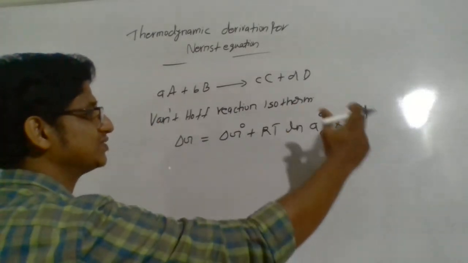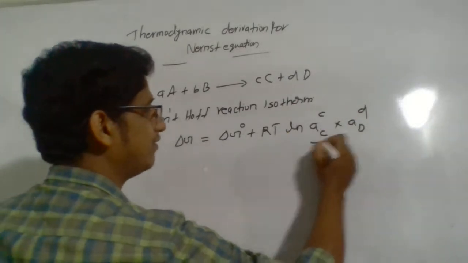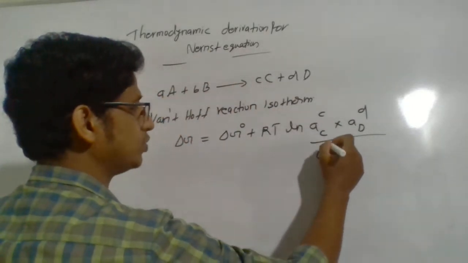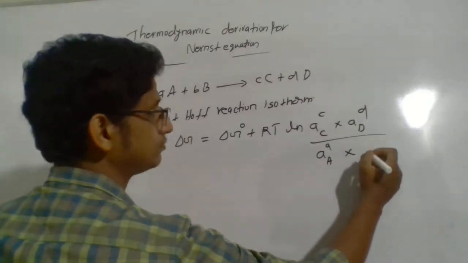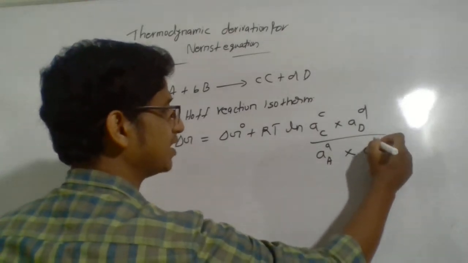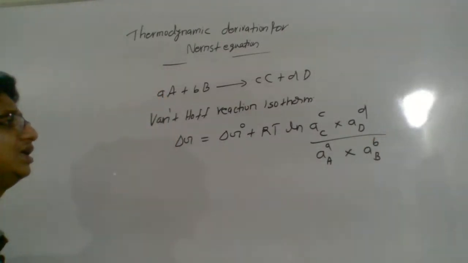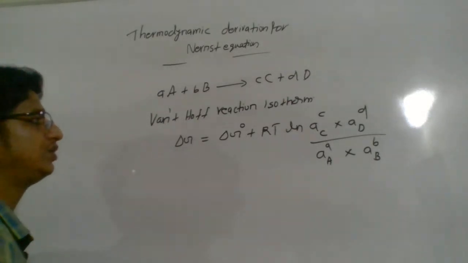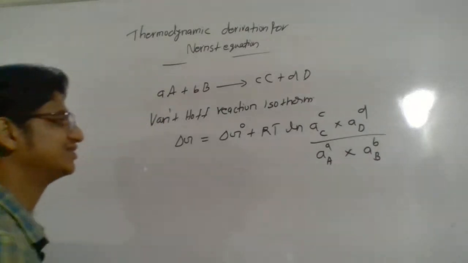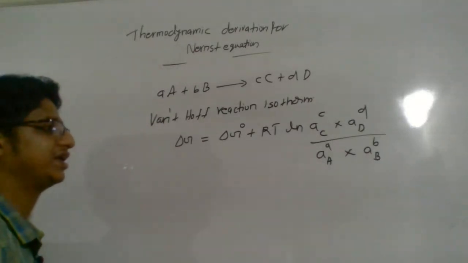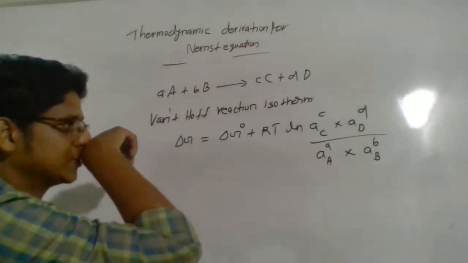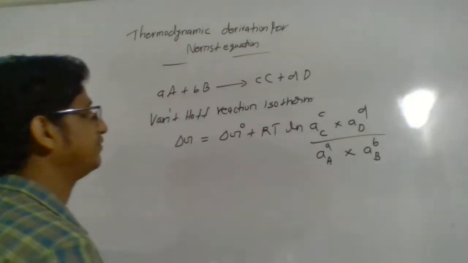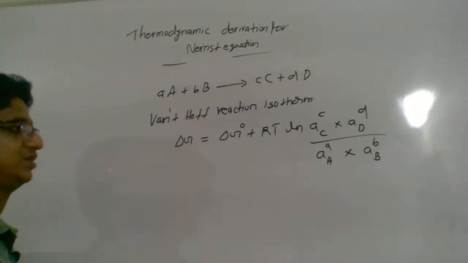So a_C raised to c into a_D raised to d, divided by a_A raised to a into a_B raised to b. This is the way you can represent the Gibbs free energy equation for a reversible cell reaction. Delta G is equal to delta G0 plus RT ln of a_C raised to c into a_D raised to d divided by a_A raised to a into a_B raised to b. This is what we call the Van't Hoff reaction isotherm.